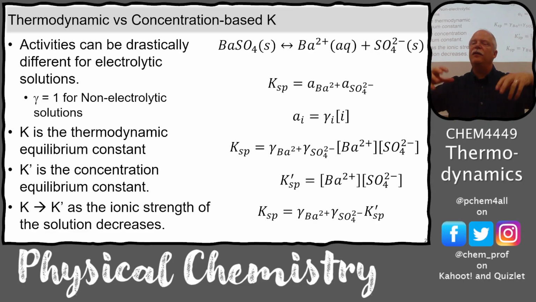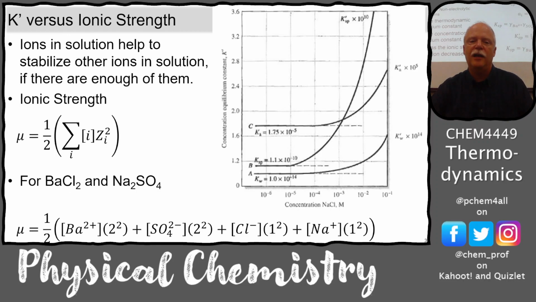So the stability of these ions in solution is affected by other ions in solution who don't participate in the reaction at all. So isn't that strange? Why would barium sulfate be affected by sodium or chloride? It's the stability of the aqueous solution. That's what's affecting the equilibrium. So we have to calculate the ionic strength.